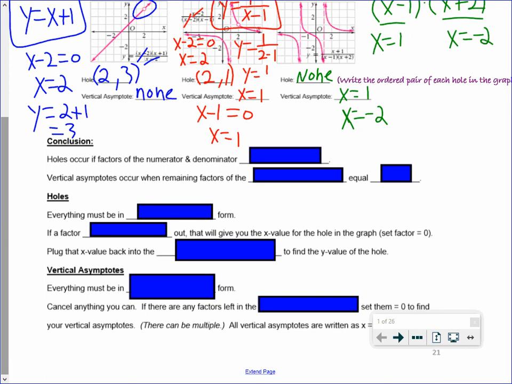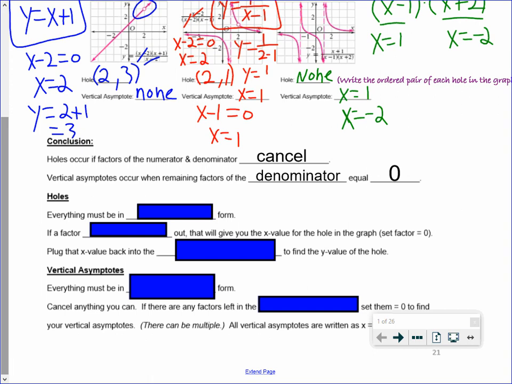Okay? And now we're going to go ahead and summarize everything we just learned. So in conclusion, holes occur if factors of the numerator and denominator cancel out. Vertical asymptotes occur when remaining factors of the denominator equal 0. So anytime you cancel a factor out from the numerator and the denominator, you're going to have a hole. And vertical asymptotes occur when, whatever's left over after you cancel everything, whatever factors in the denominator equal 0, those are going to be your vertical asymptotes.